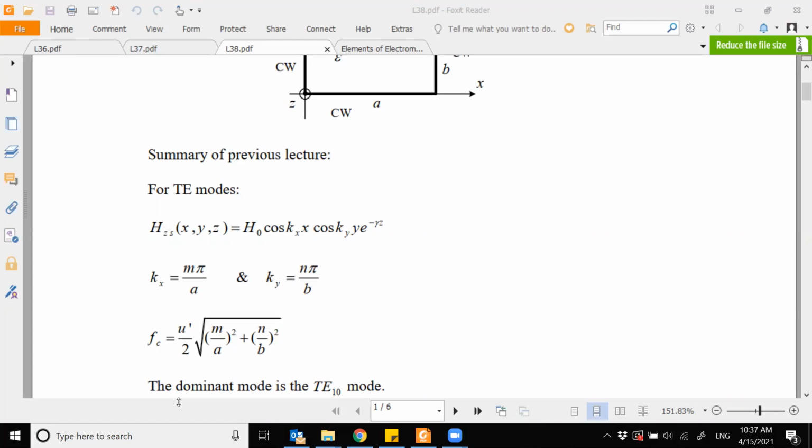Our rectangular waveguide, can it support all transverse electromagnetic, transverse electric, and transverse magnetic waves? TEM, TE, and TM waves. 10 more seconds. 5, 4, 3, 2, 1. And I think that's it, guys. So what is the answer? Maybe Sultan, can you tell me what is the answer?